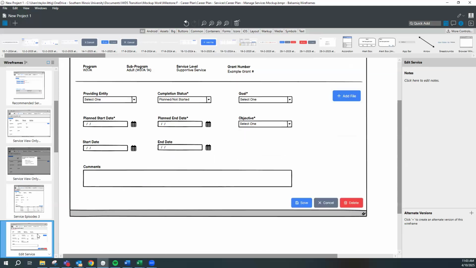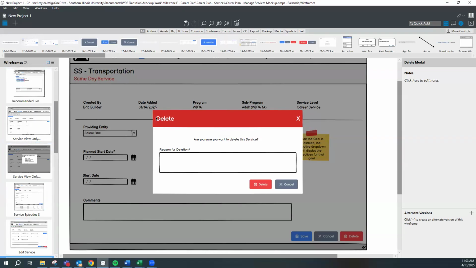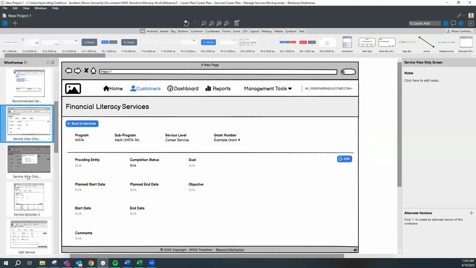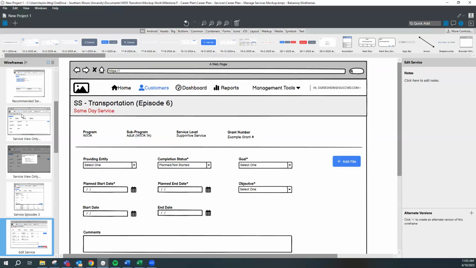And when you click delete, a modal is going to pop up that requires you to put in a reason for deletion, and you would type in, like, service was added in error. However, if you have gone in and made changes to a service, you've edited it, maybe you've selected your providing entity, you've changed the completion status to plan not started, you've done all the things you needed to do, and then you go back later and go, oh, hey, this customer doesn't need this service, I don't need it anymore.